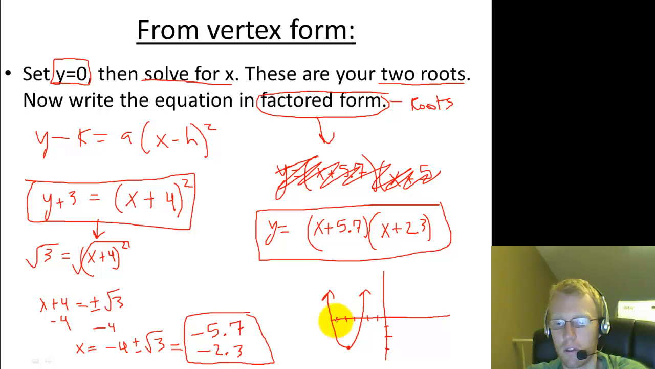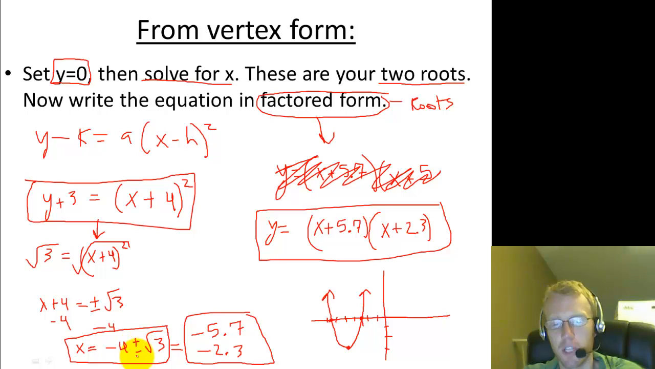So you can see this root here is at negative 2.3, something like that. And this root here is at negative 5.7. And if you go even back one step farther, it matches up with what you think, because you have negative 4 plus or minus the square root of 3. The negative 4 is right here, which is the center of it, and then the plus or minus is to the left or to the right to get these two roots.